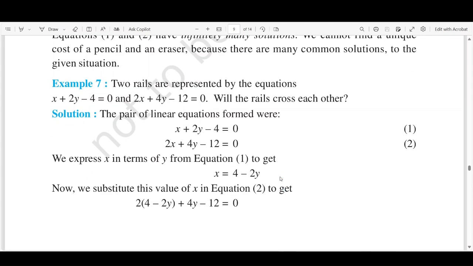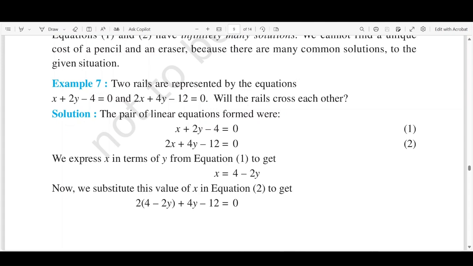Example 7. Two rails are represented by the equations x plus 2y minus 4 equal to 0 and 2x plus 4y minus 12 equal to 0. Will the rails cross each other? So basically what they are trying to ask is if there is any point of intersection. They cross each other means there should be some point of intersection. So we have to identify.